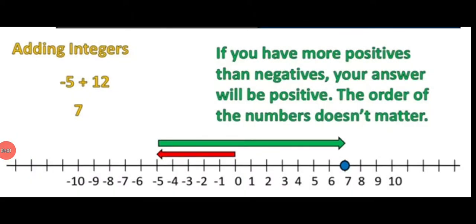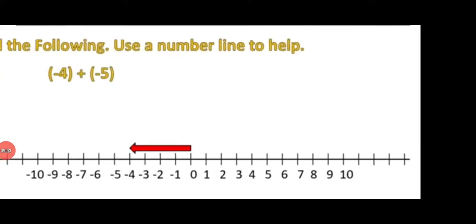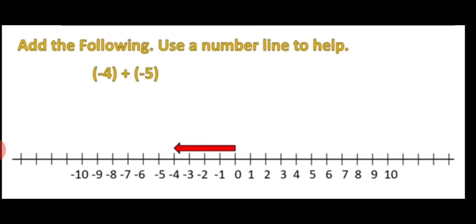Now coming to another example. -4 plus -5. Here both the numbers are negative, as you can see, -4 and -5. Now as the first number is -4, we shall start from 0 and move towards the negative side, that means the left side, up to 4 units. The red arrow indicates it. You can see.